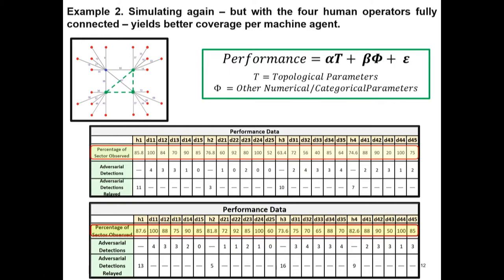And when we make that change here, so we change the shape of the team to allow all four humans to interact as a group now, as a subgroup, you see, I've highlighted this in yellow, the percentage of sector observed values. All of those went up. The number of adversarial detections went up for most of the drones. And what also went up was the number of adversarial detections relayed by each human back to the commander. So that's an indication that the human is now trusting the information the drones are sending back more. And that's a consequence, in our simulation at least, of the fact that the humans are working together. So they now trust the entire system as a whole more than they did beforehand.